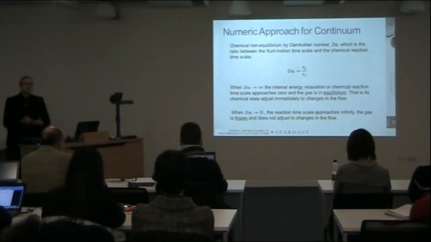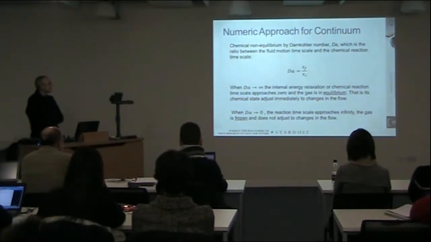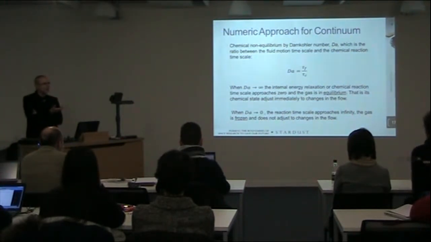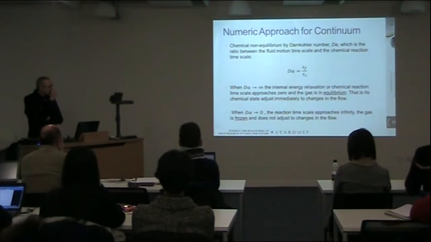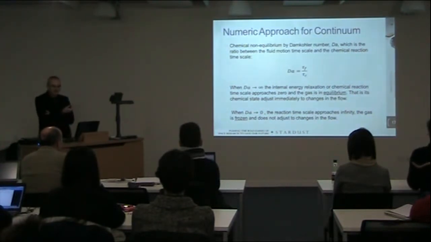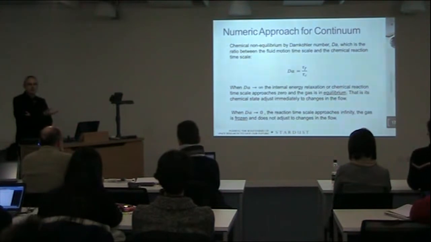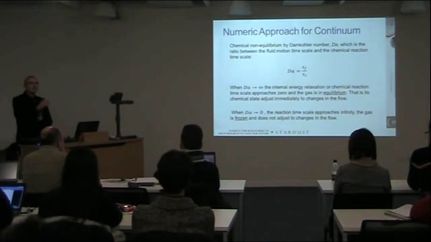This is usually why we want to... The real flow is in non-equilibrium. But if we want to have boundaries at cheaper computational cost, it is much cheaper and much more simple to consider when we are in equilibrium or when the flow is frozen. Then you have boundaries, for example, for the heating rate.